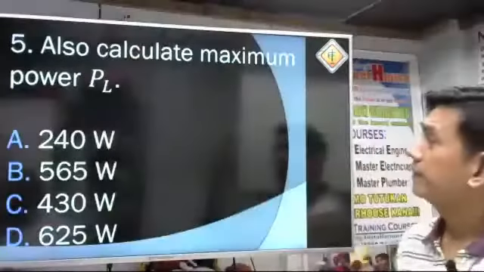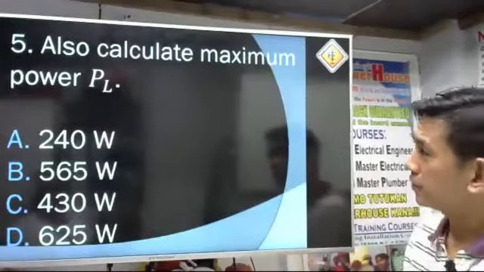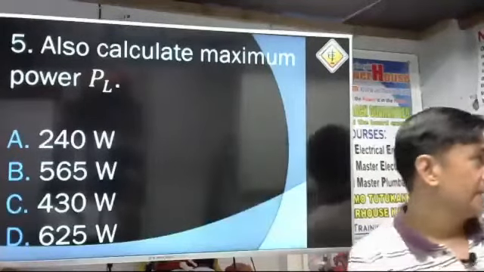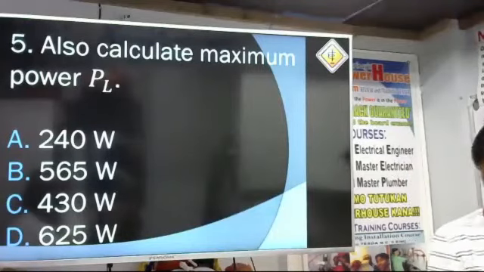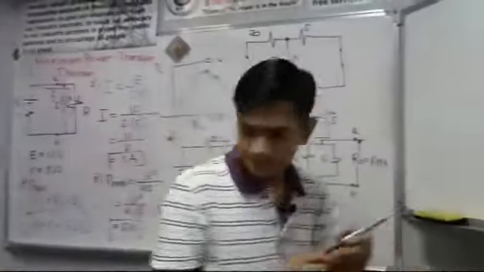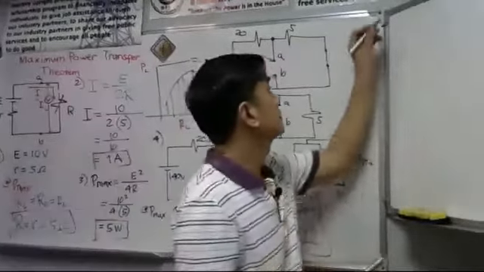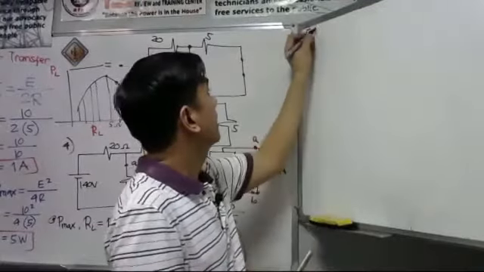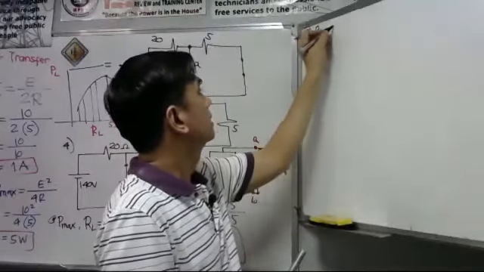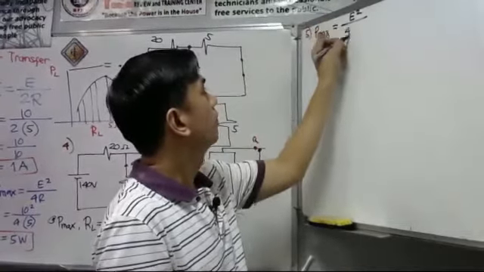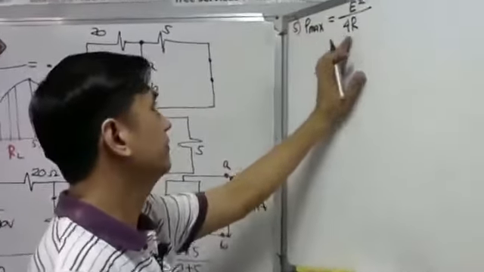The question for problem number 5: calculate the maximum power. What is our maximum power, PL? So, take a look again. In our formula before, our maximum power is equal to E squared over 4R. That is our formula before.